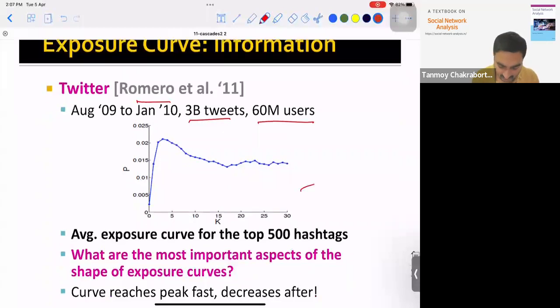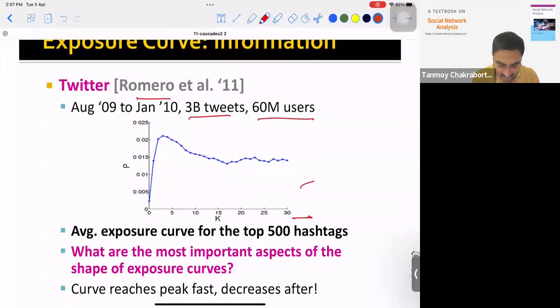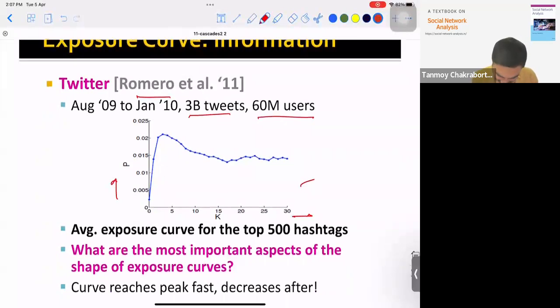This is the exposure curve. As you see, the x-axis is exposure and the y-axis is the probability of adoption. They plotted this exposure curve for 500 hashtags. There are different events and different topics, and there are a total of 500 hashtags, including all the topics. They plotted this and tried to understand the exposure curve behavior across different topics.